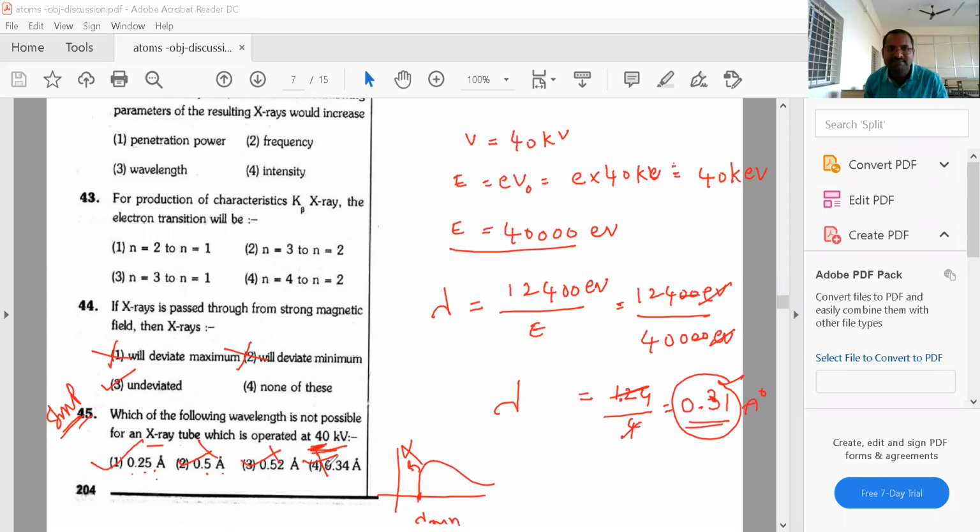Are you understanding? Which of the following wavelengths is not possible? 0.25 is not possible. Remaining all are possible. These, 0.5, 0.52, 0.34, are above this minimum wavelength. So only 0.25 is not possible. Got it? Are you understanding, students?